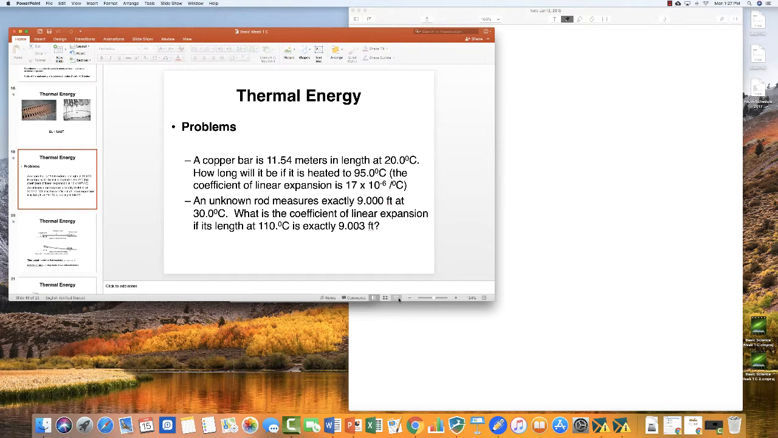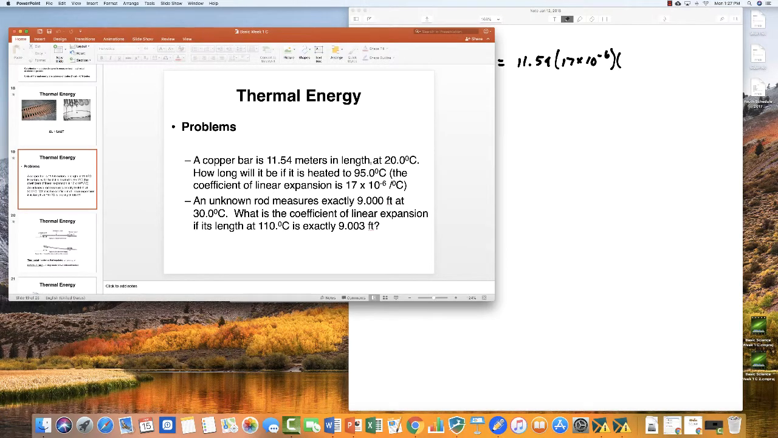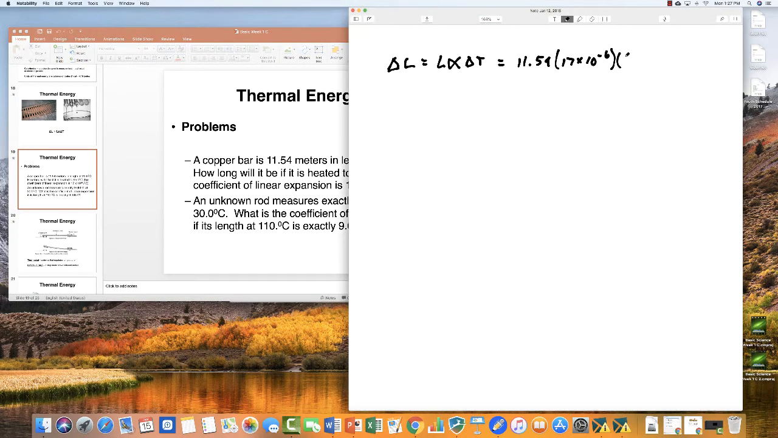Well, we just had the formula here. We said that the change in length is going to equal the original length times alpha times the change in temperature, which in this case is going to be 11.54 times alpha, which was 17 times 10 to the minus 6, times the change in temperature, which goes from 20 to 95, so 75 degrees, and it's going to get longer.